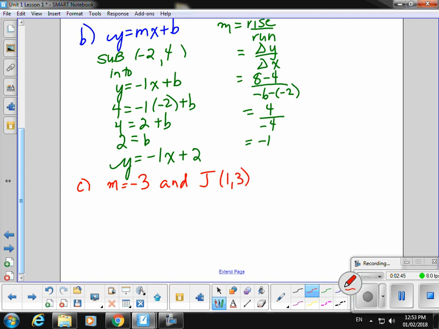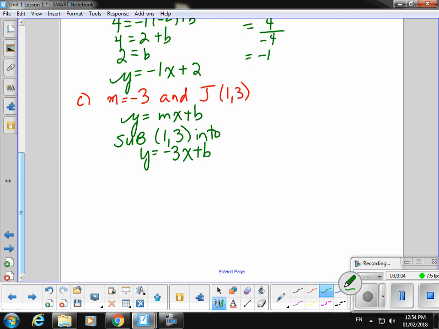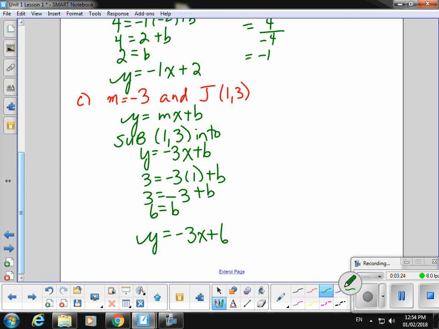Same process of thinking. I want y equals mx plus b. Since I have the slope of -3, I'm going to substitute that point into y equals -3x plus b to solve for the y-intercept and have the equation of my line. 3 equals -3 times the x value plus b. I'm going to add 3 to both sides to have, oh, I shouldn't do b's and 6's, sorry. Y equals -3x plus 6, final answer.